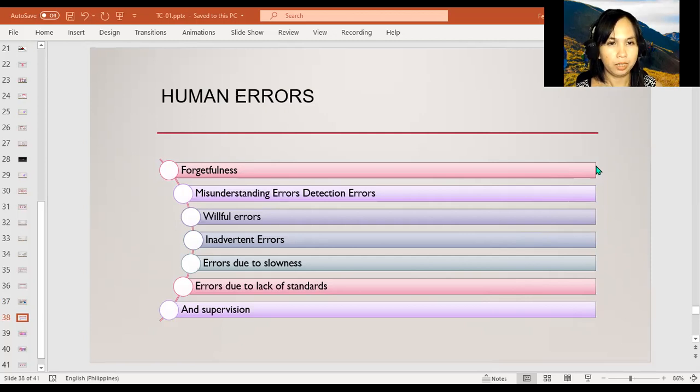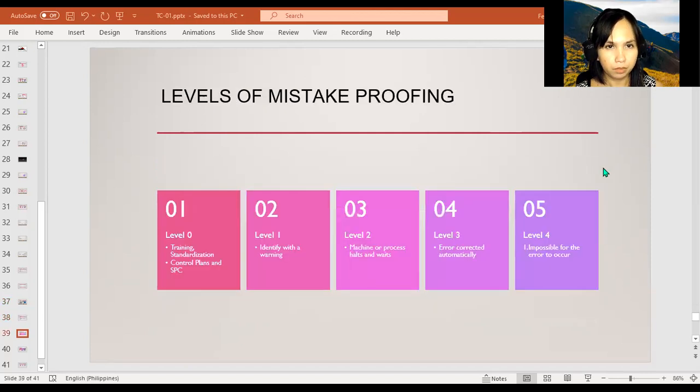In order to combat these human errors, there are different levels of mistake proofing that we can employ. What are those? Let's go over them. The first level, level 0, focuses on things such as training, standardization, and things such as control plans and SPC.